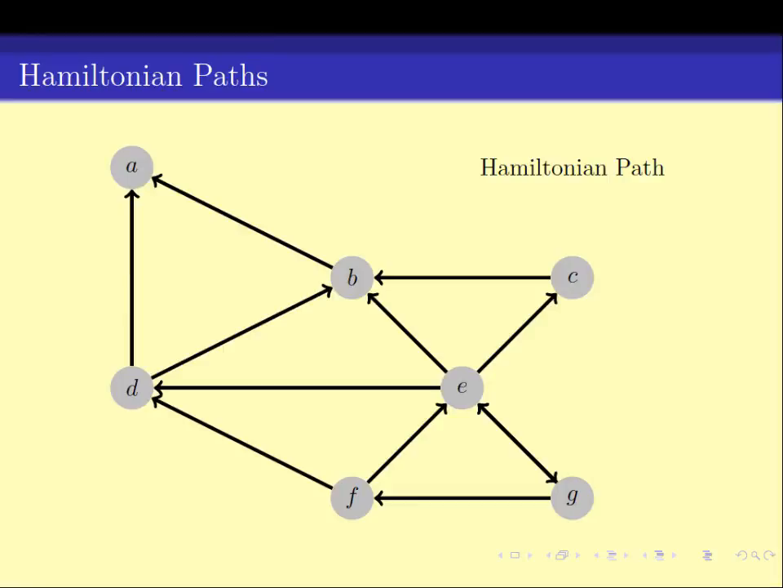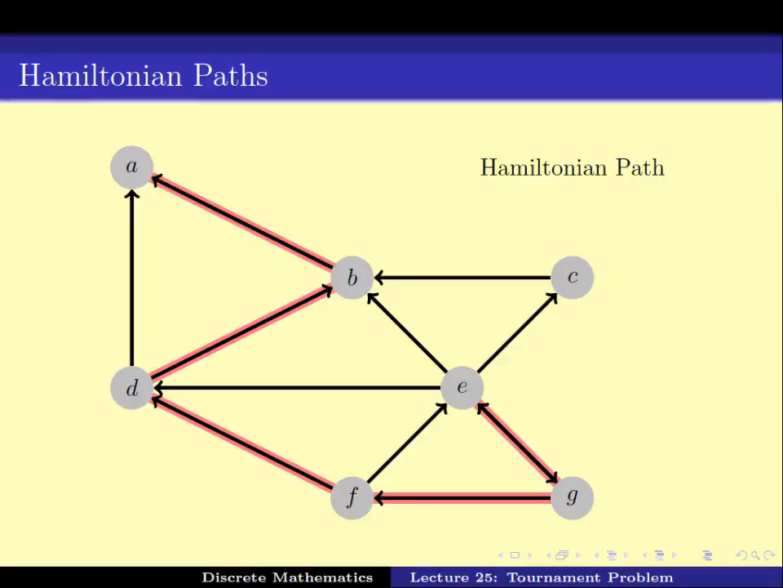So in this directed graph, you can see that this is a path from E to A: E, G, F, D, B, A. But it is not a Hamiltonian path because it does not touch every vertex. For example, it does not touch the vertex C. You can also convince yourself by playing with this graph that this graph does not have a Hamiltonian path.